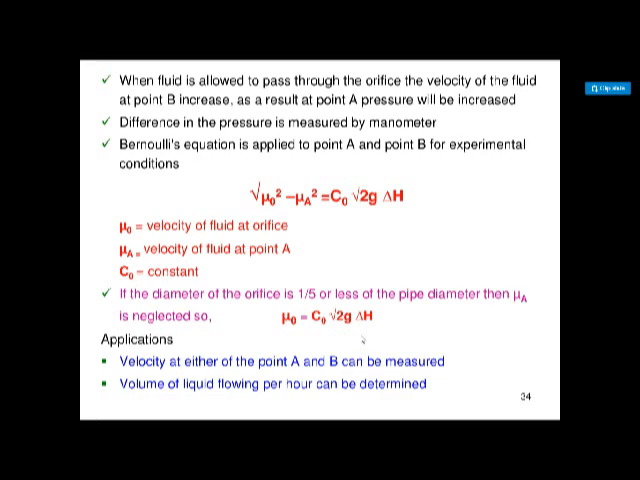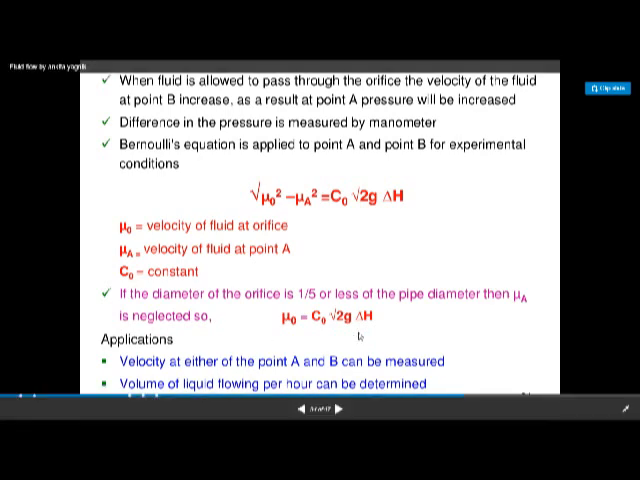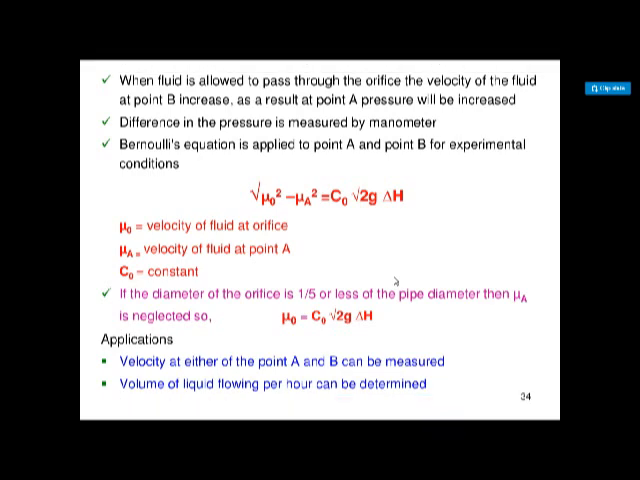And in terms of application, this orifice meter is used to measure the velocity at either of points A and B, both. Then the volume of liquid flowing per hour can also be determined by using the orifice meter. So this is what we can say about the orifice meter, which is a versatile type of flow meter.